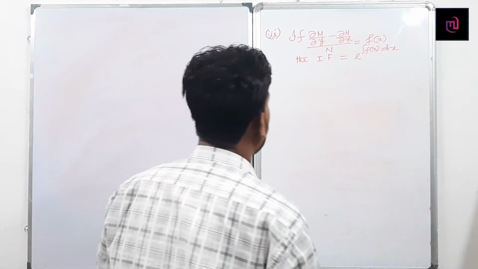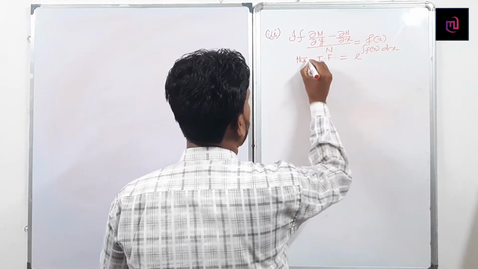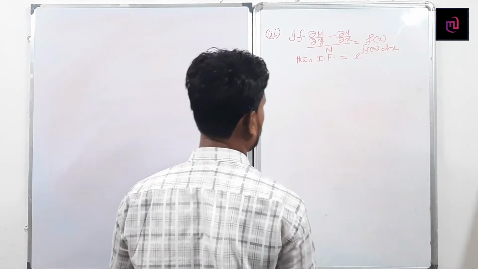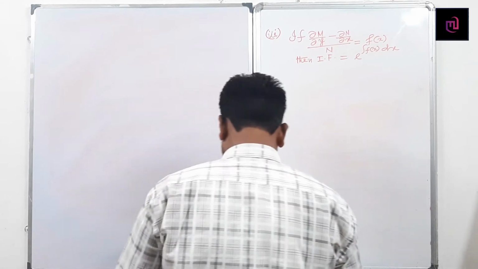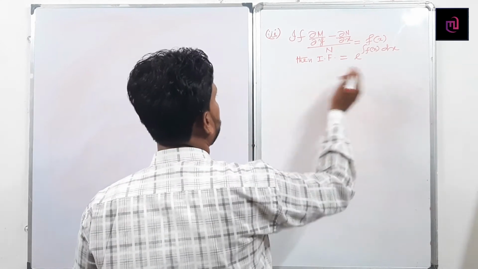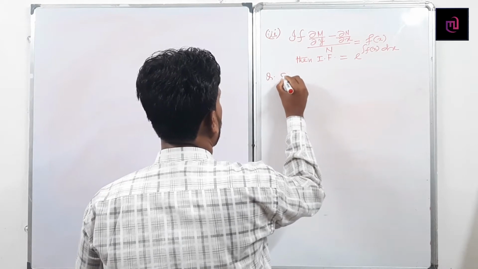So if (del M by del y minus del N by del x) whole divided by N equals f of x, then the integrating factor equals e to the power the integration of f of x dx. If I take one example based on this case, then it is clear. So write down the problem.